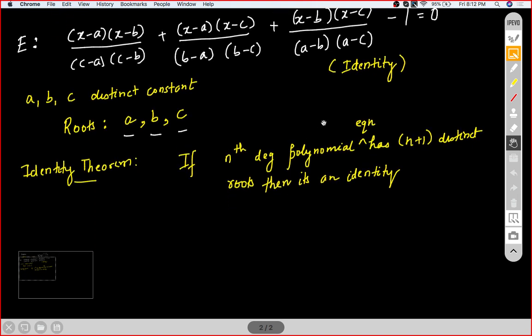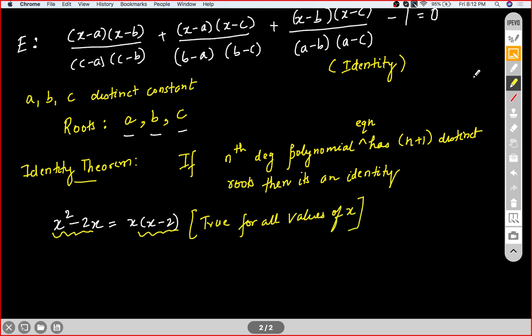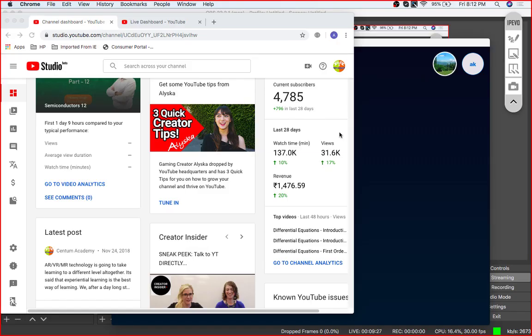So it's like saying something like this: x square minus 2x is equal to x minus 2. It looks like a quadratic equation, but it satisfies for all values of x, because essentially I've written the same thing twice. This equal to this, which is a universal truth. This is true for all values of x. Getting the point? Okay.